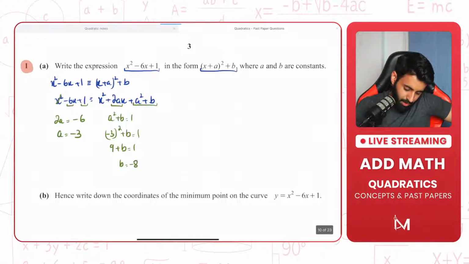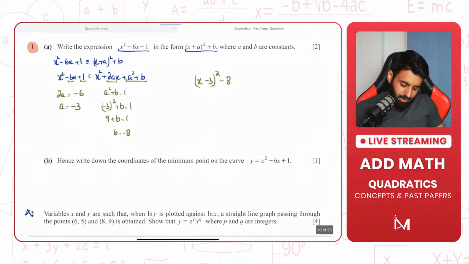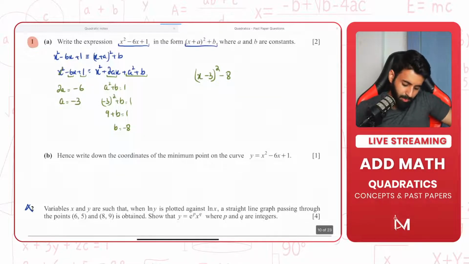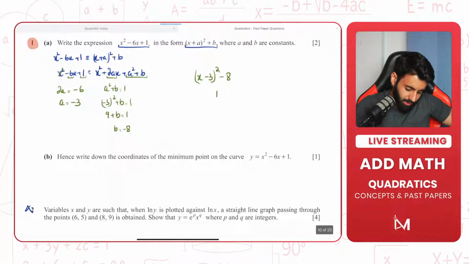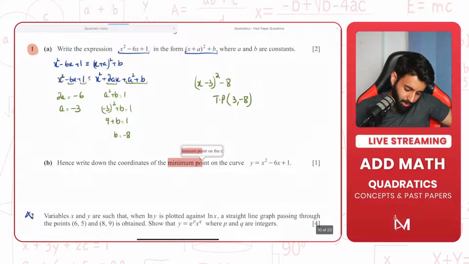There you go. This can be written as x minus 3 the whole square, minus 8, since a is minus 3 and b is minus 8. Then it says write down the coordinates of the minimum point on the curve. Since it's a minimum curve, the coordinates of the turning point, 3 comma minus 8, will not only be the turning point, but also the minimum point. The minimum point will be the turning point.